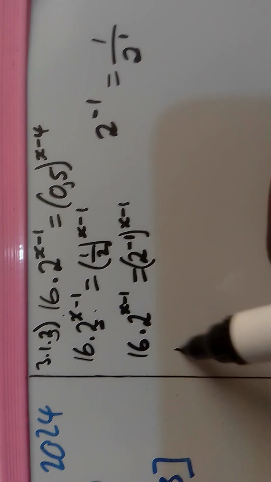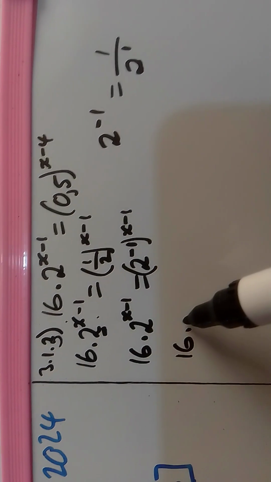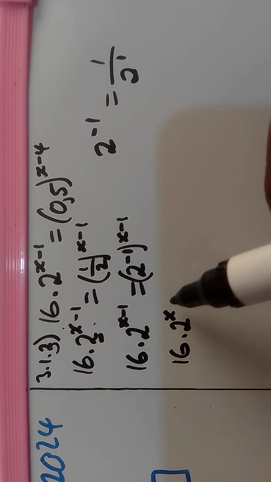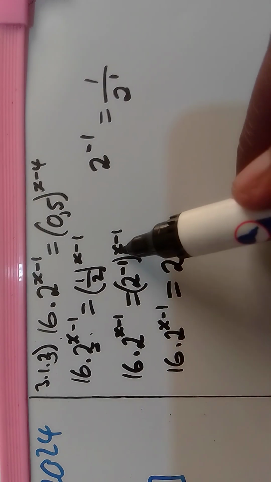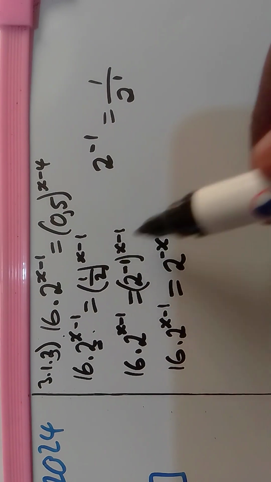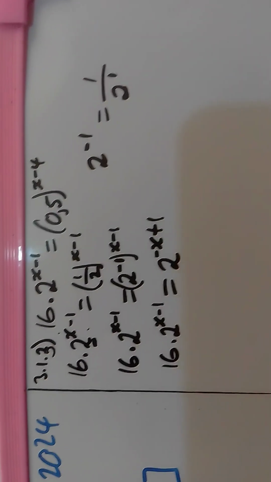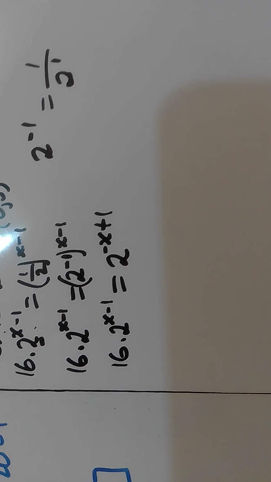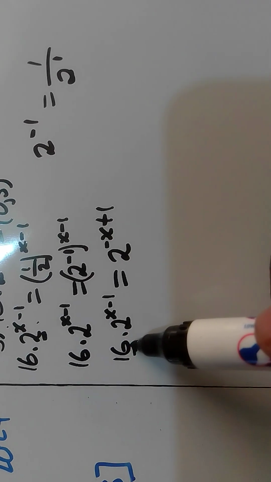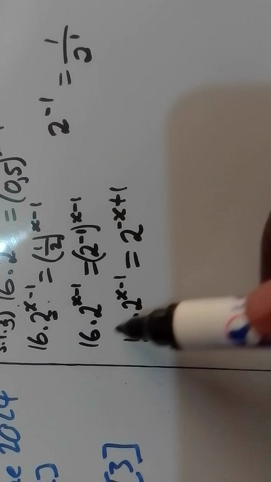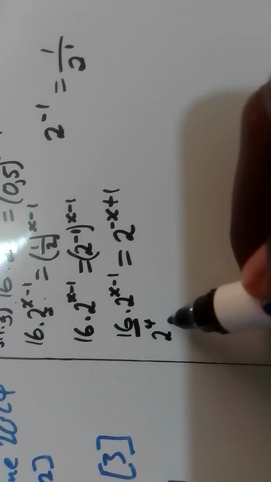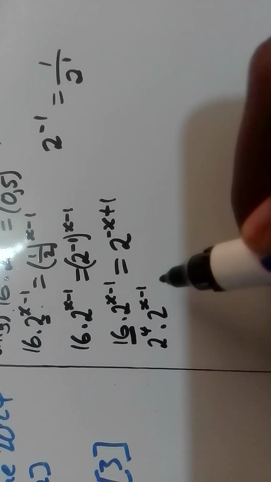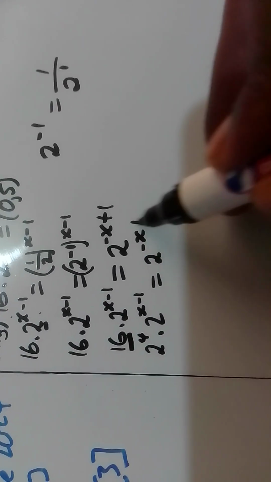All right. Now we have 16 multiplied by 2 to the power x minus 1, which is equal to 2 to the power negative times positive, that's a negative x, negative times negative, that's a positive 1. All right, now that we're here, remember 16 is not a prime base, right? It's a composite number. So we must turn this number into a prime base. Now 16 is what? 2, 4, 8, 16, which is 2 to the power 4. 2 to the power 4 multiplied by 2 to the power x minus 1 is equal to 2 to the power negative x plus 1.